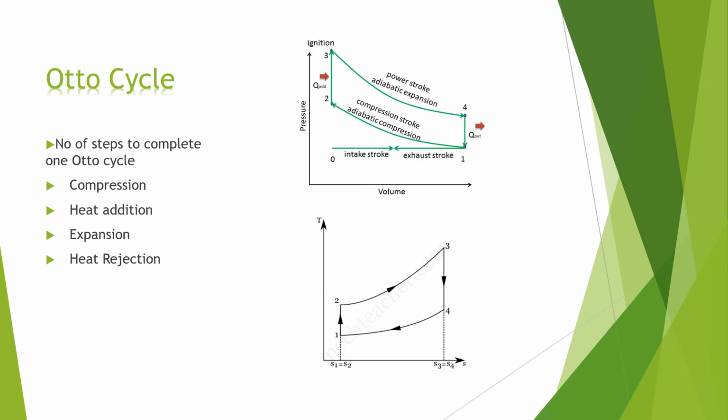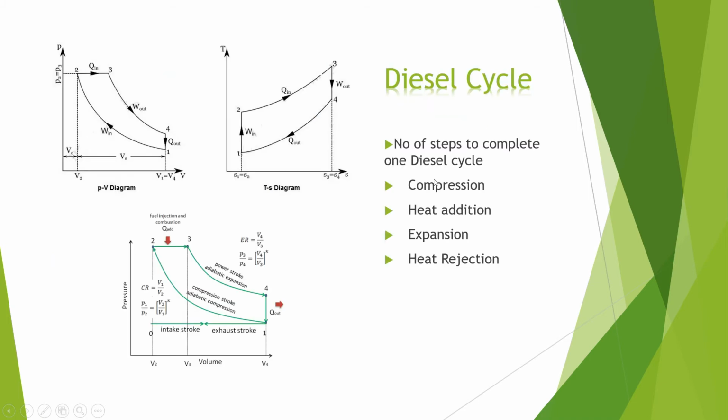Due to the combustion of the fuel, the gas will be expanded adiabatically inside the cylinder, which generates the power stroke. At the end of the power stroke, the combusted gases will be sent to the surroundings, that is the exhaust stroke. This is the general cycle of petrol engines.